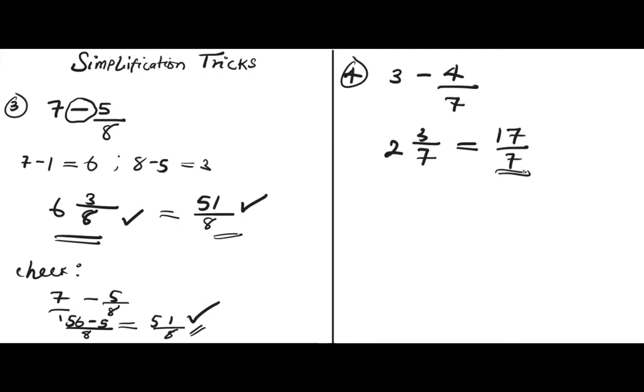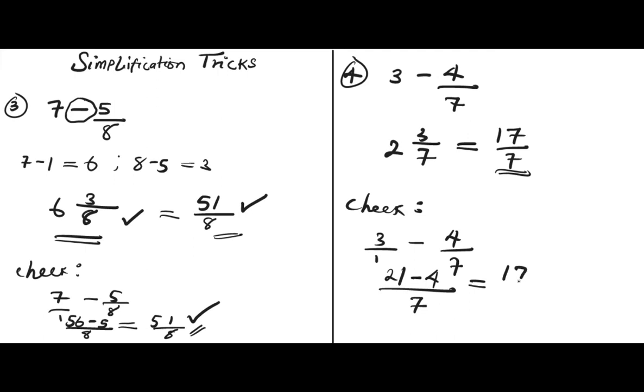Now let's check. You have 3 over 1 minus 4 over 7. We have 7 as the LCM. So 7 divided by 1 is 7. 7 times 3, 21, minus 7 divided by 7, that is 1. 1 times 4, you have 4. So you have 21 minus 4, and you have 17 over 7. So this is correct, and this was also correct.